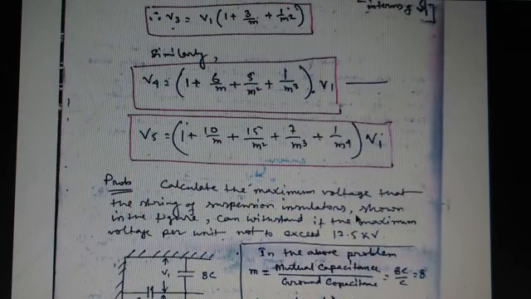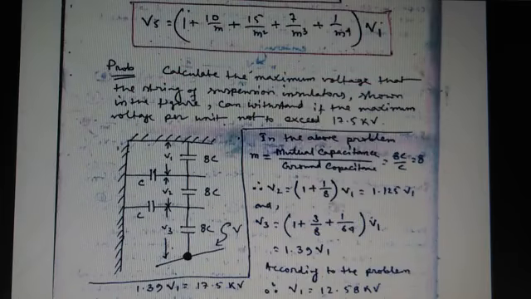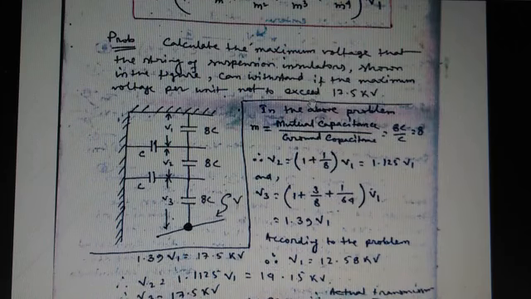Now a simple problem. Calculate the maximum voltage that the string of suspension insulators shown in the figure can withstand if the maximum voltage per unit must not cross 17.5 kV. So this is the circuit diagram, and this part is the cross arm and this part is the tower, which is the grounded portion.